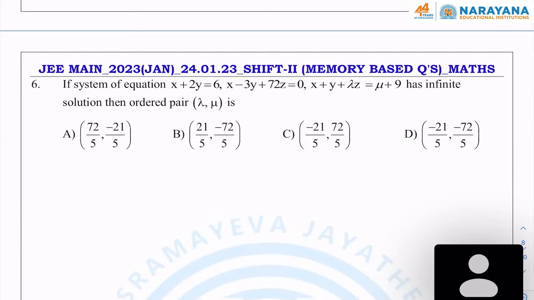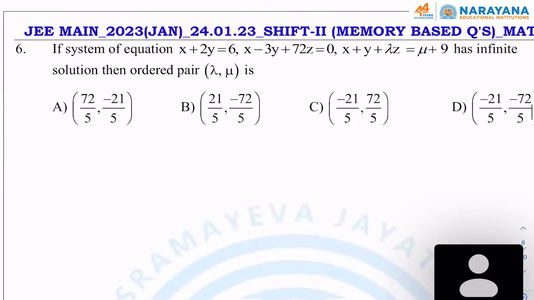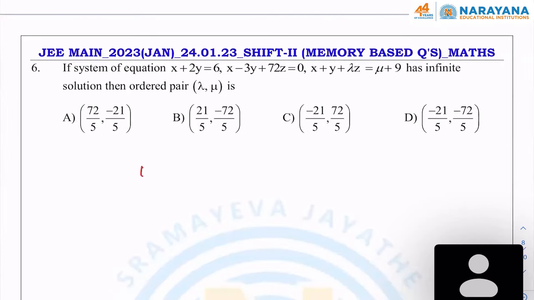So here first I will find the det value, the det of the coefficient matrix 1, 2, 0, 1, minus 3, 72, 1, 1, lambda. The det of this must be equal to 0, right?